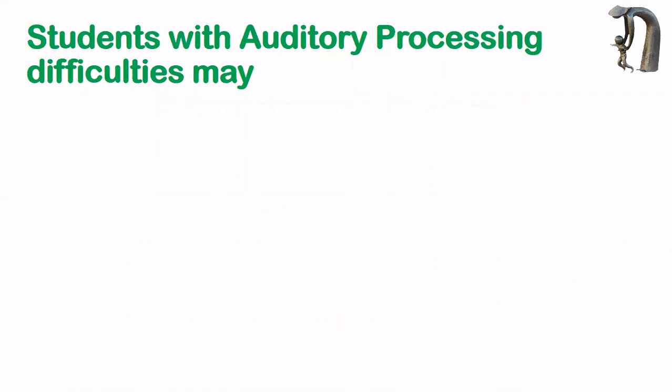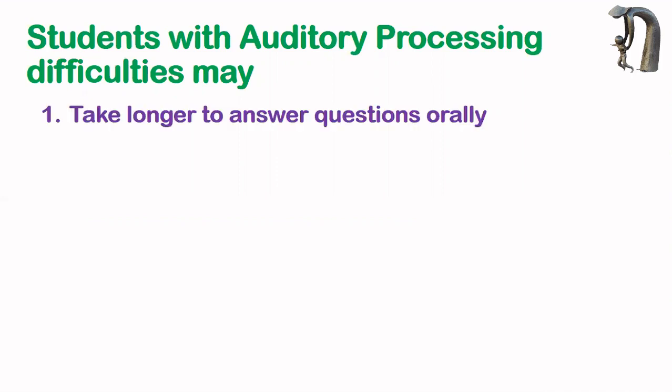But the student with auditory processing difficulty may take longer to answer the question orally, because sometimes they will not understand what the teacher has said just now, or they haven't listened properly to what was explained in the classroom, or that question is not processed in the brain. He has not understood, he has skipped, he has missed, he has listened wrongly. So this is how they will take a longer time to understand.